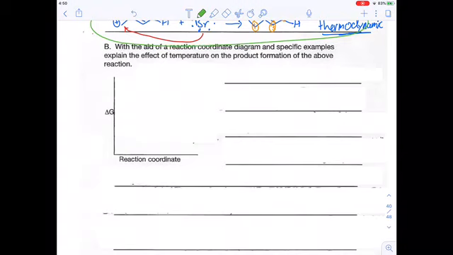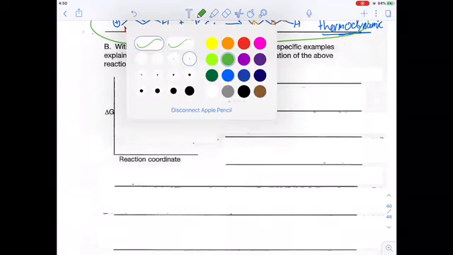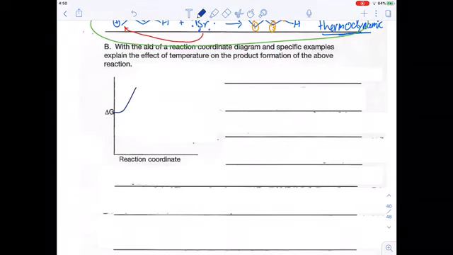Okay, moving on to part B. With the aid of the reaction coordinate diagram and specific examples, explain the effect of temperature on product formation of the above reaction. For this one, I'm going to fill in exactly what O'Connor put, so that way you guys have the most accurate answer.